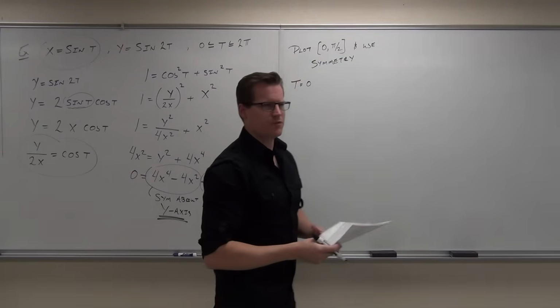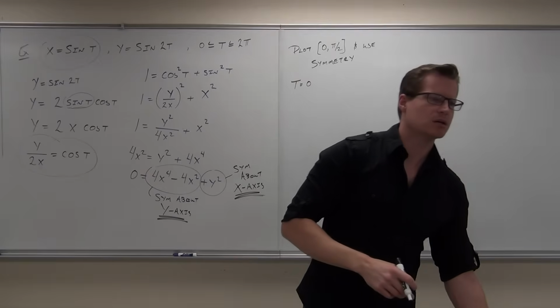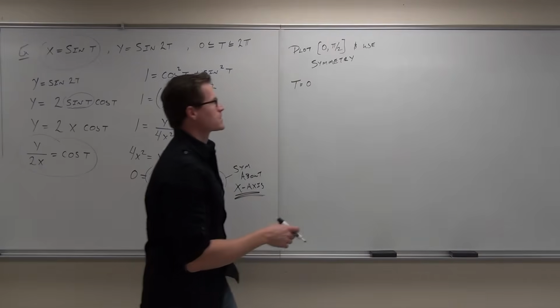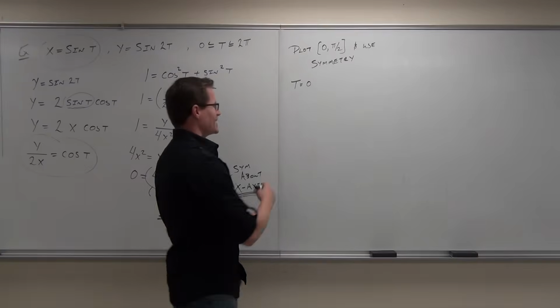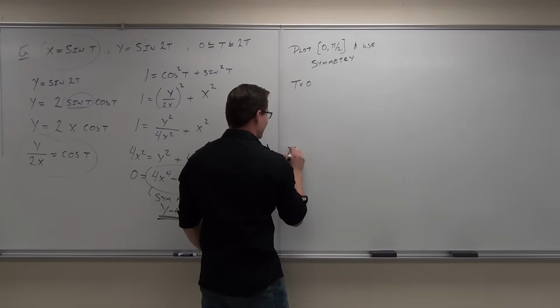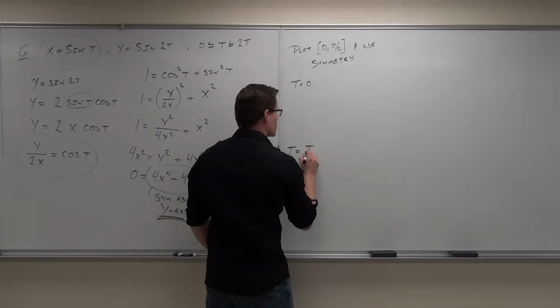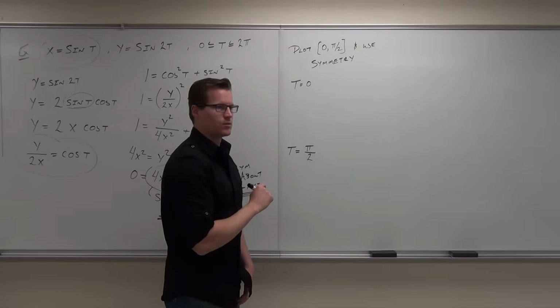What are some good values to plug in for t? I know 0 is one of them, obviously. And what's another good one we're going to plug in? Pi over 2. Yes, pi over 2, we're going to need that. Pi over 6 is a good one. Pi over 4 is a good one. Pi over 3 is a good one.